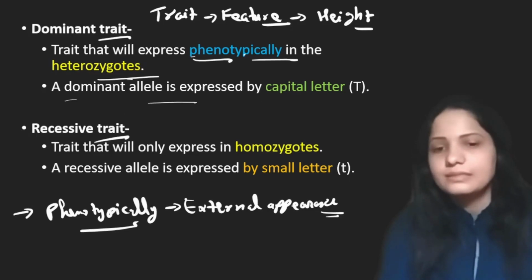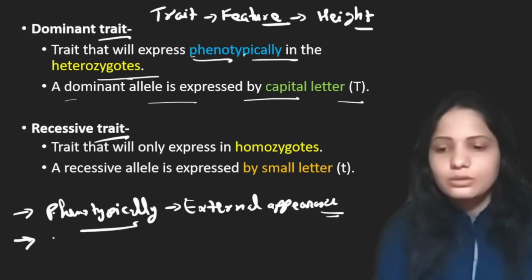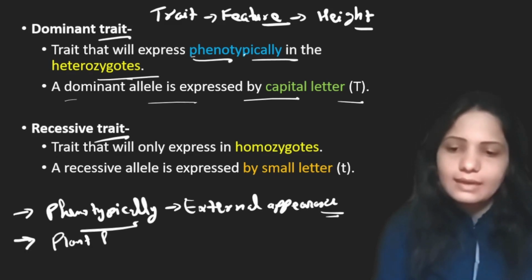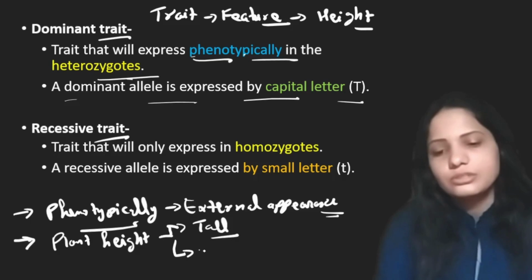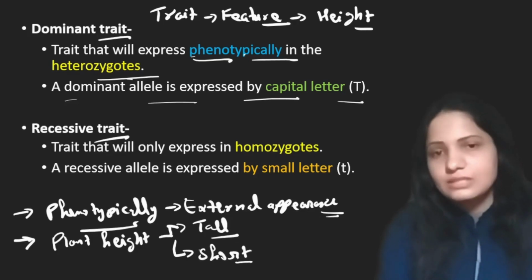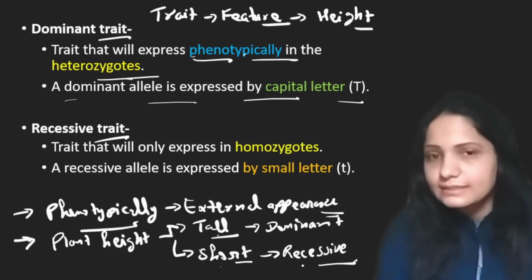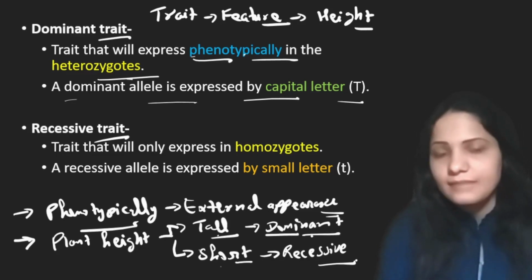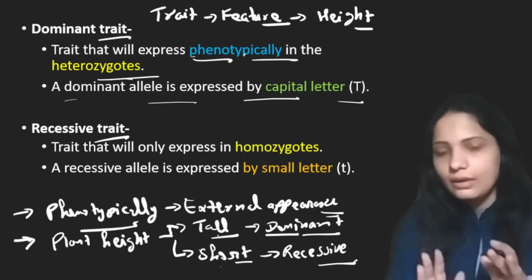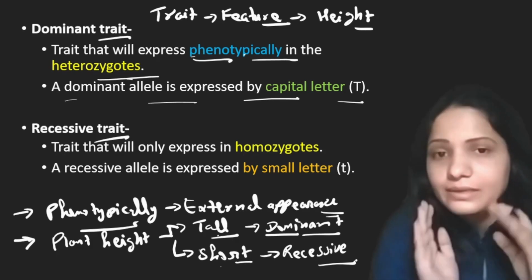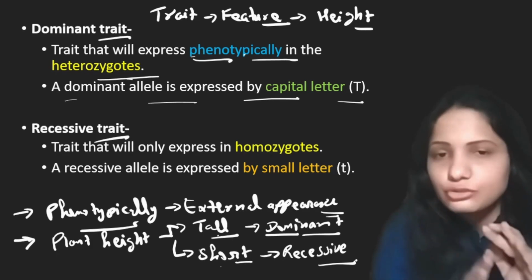in heterozygote, and a dominant allele is expressed by capital letter T. For example, in case of plant height, we have two types of traits. One is tall plant, and second is short plant. These are two traits in case of plant height. Out of these two traits, one trait is dominant and the second trait is recessive. The dominant trait, as the name suggests, it will be dominant. No matter what the condition is, it will show its expression. This trait is always expressed.